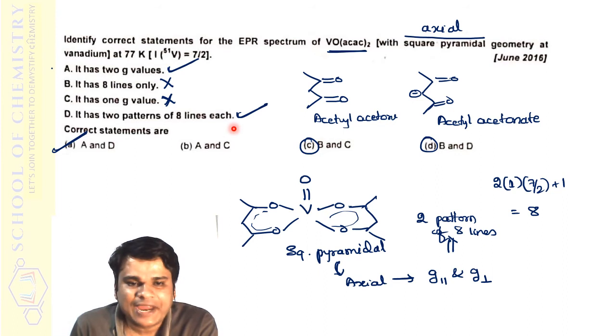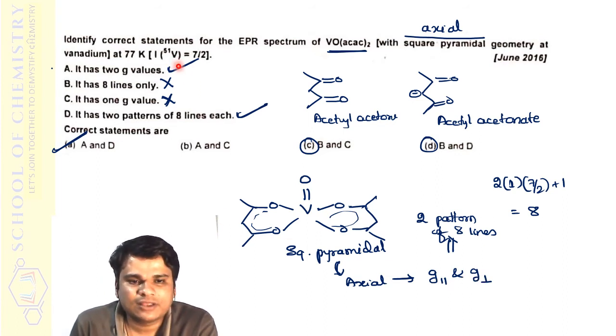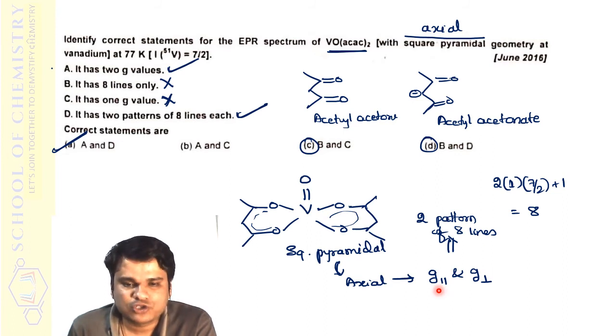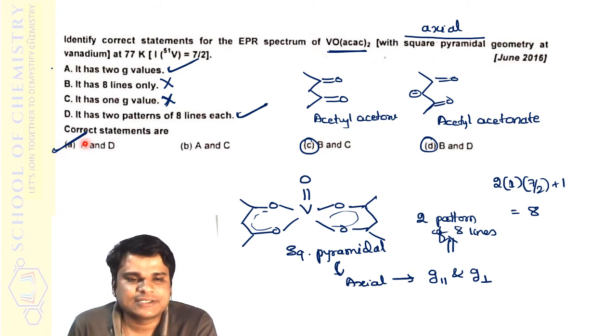It has 2 patterns of 8 lines each. Yes, it is, because vanadium has the I value of 7 by 2. So g parallel will give you one signal, and g perpendicular will give you one signal. Both of them will undergo hyperfine splitting because of coupling with the nuclear spin of vanadium. And if you want to work out how many lines you will get, again you can go with the 2nI plus 1 formula. It says that 8 lines you can get. The g parallel signal will split into 8 lines, and the g perpendicular signal will also split into 8 lines. So what we get is 2 patterns of 8 lines. Option D is a correct statement. A and D are correct statements, that is option A. It is the correct answer for this.